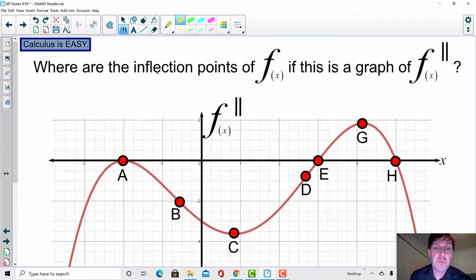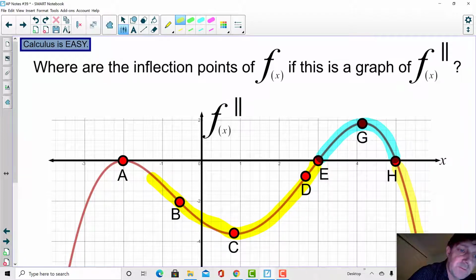If this graph was f double prime, then our inflection points for f would occur where our second derivative changed from either positive to negative or from negative to positive. And remember, this is f double prime, so to be positive, you have to be above the x-axis. So this is where f double prime is positive, because that's where f double prime is above the x-axis. f double prime is negative when it is below the x-axis. So this is where f double prime is negative. And of course, the second derivative is going to be 0 at these three spots.